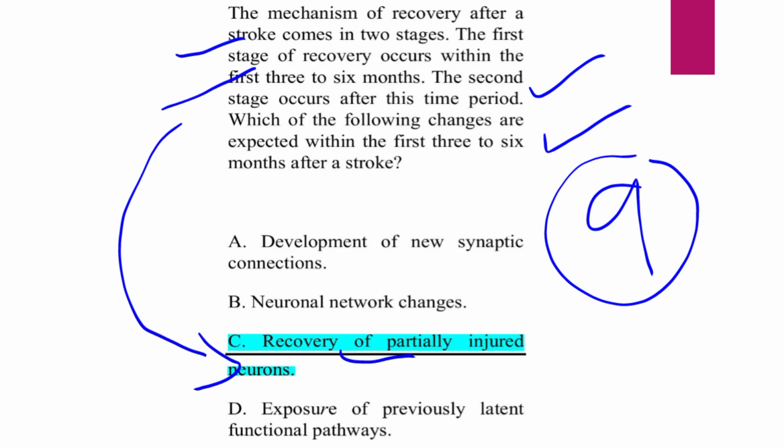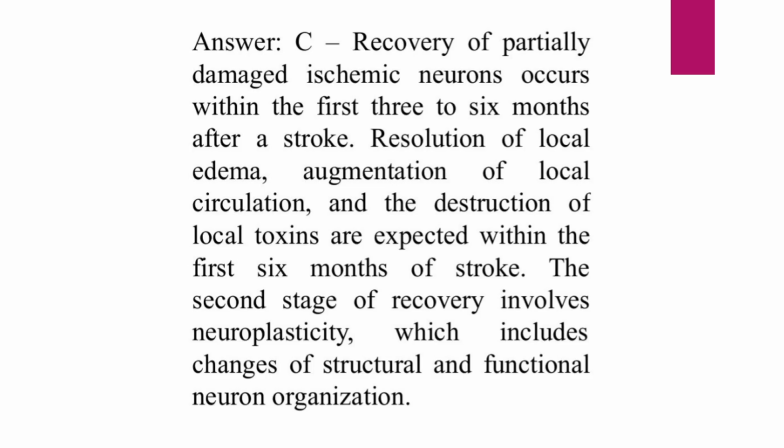Recovery of partially injured ischemic neurons occurs within the first 3 to 6 months after a stroke. Ischemia means reduced blood oxygen. Resolution of local edema, augmentation of local circulation, and destruction of local toxin are expected within the first 6 months of stroke.